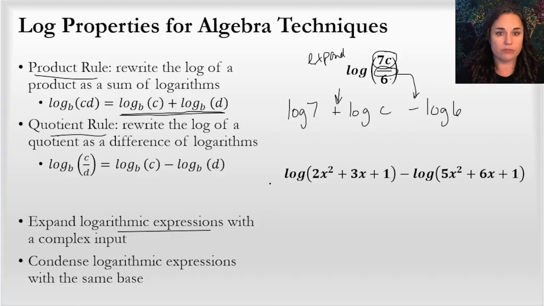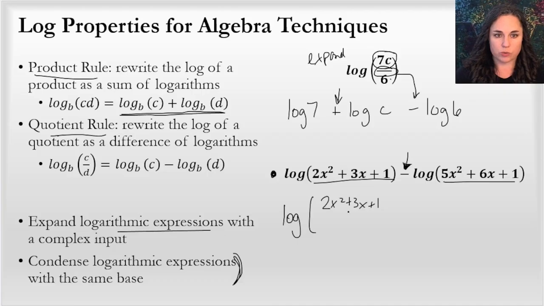The other benefit that we get from these properties with the product and quotient rule is we can condense logarithmic expressions and make them easier. So you're going to see that in this example here, I have a quadratic over a quadratic. Right? This is a negative sign in here, so I have a division situation going on because of that minus sign. I'll have the log of 2x squared plus 3x plus 1 divided by 5x squared plus 6x plus 1.